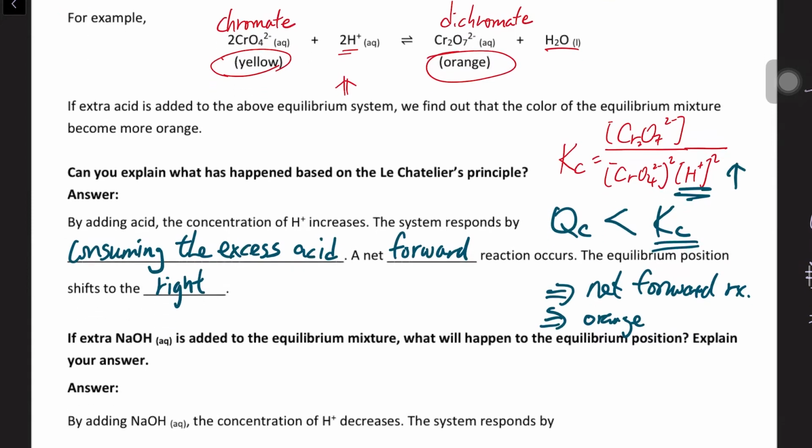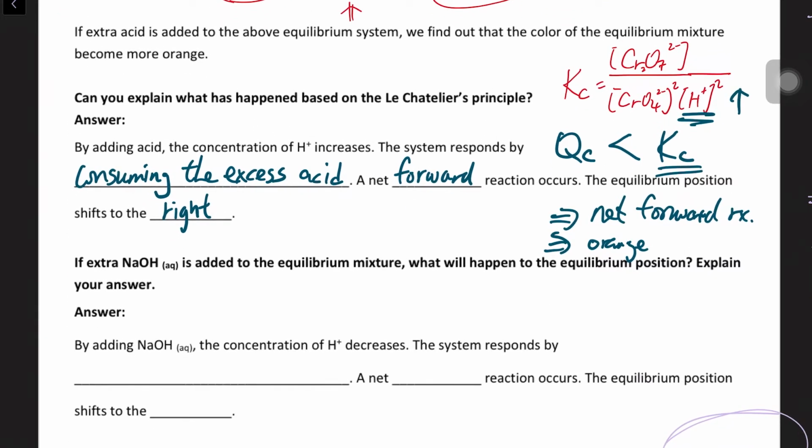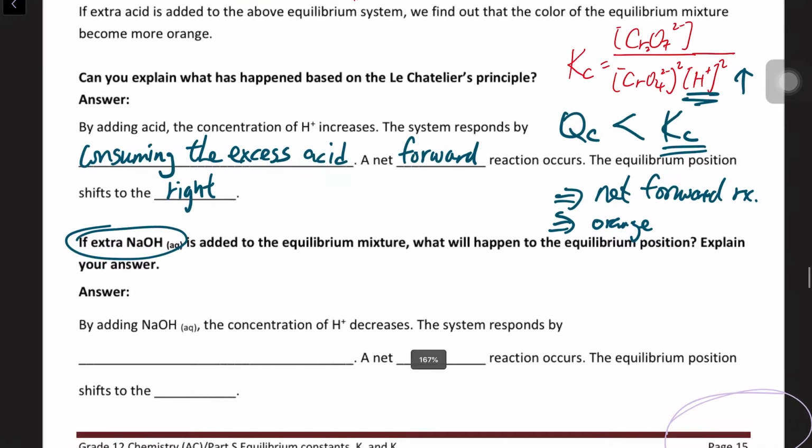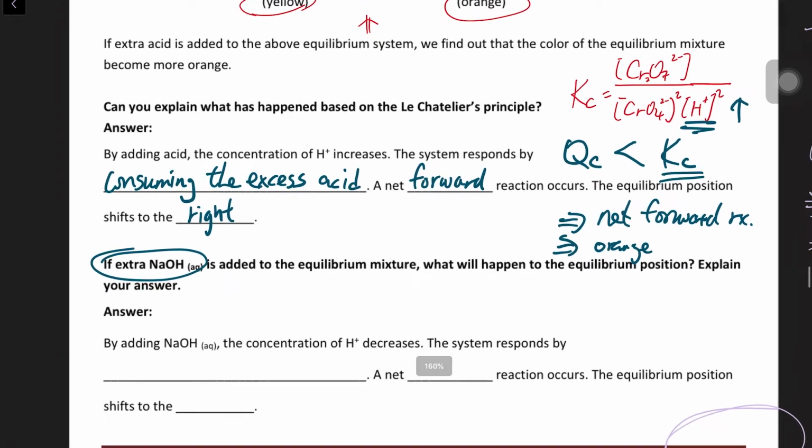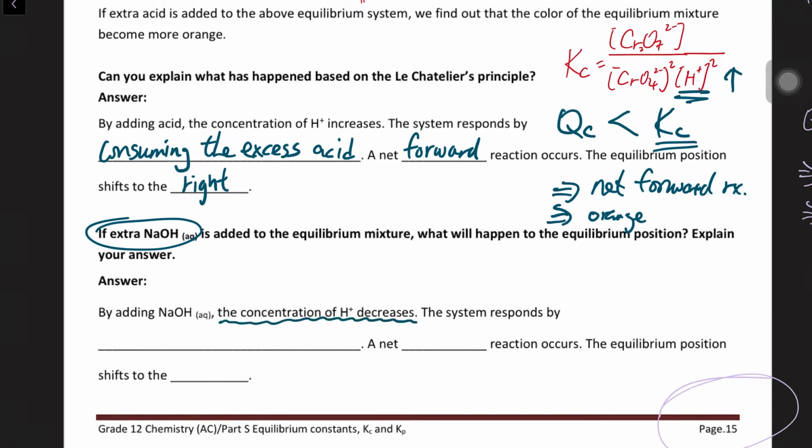okay? So how about if we add alkali, okay? If extra sodium hydroxide is added, so what will be the result? The answer is very simple, because by neutralization, the hydrogen ion will be consumed, so the concentration of H+ decreases. The system responds by producing extra H+, okay, to compensate for the loss, okay? So a net backward reaction undergoes and the equilibrium position shifts to the left.